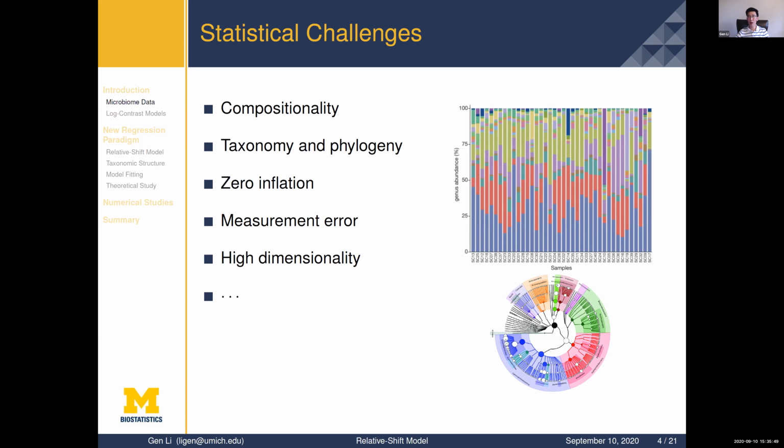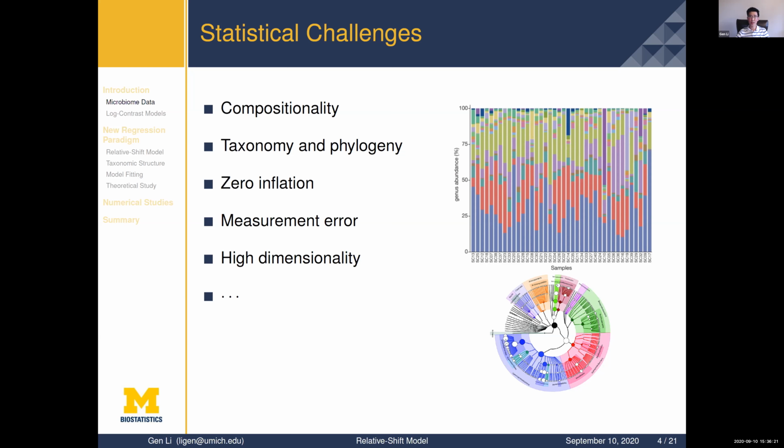A very common way to normalize data in microbiome studies is to convert all the data to compositions. In other words, we divide the read counts of each taxon or each microbe by the total number of read counts in that particular sample and make it a compositional vector. So for each sample, the compositions of different taxa sum to 1. This compositionality is a common feature in microbiome studies. So this is one unique feature.